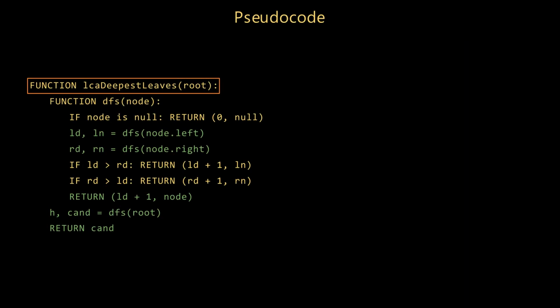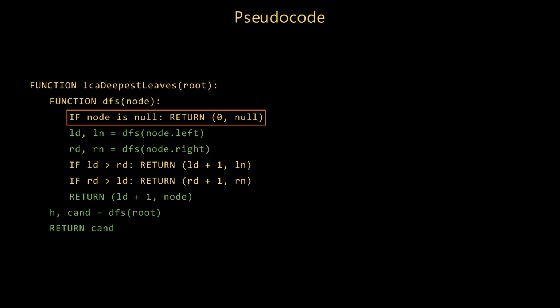Lowest common ancestor of deepest leaves, outer function starts the recursion from the root. Inner DFS returns a pair, height to a deepest leaf in this subtree, and the current LCA candidate there. Null node, height 0, no candidate. Post order, recurse left, unpack height and candidate from the left subtree. Recurse right the same way.